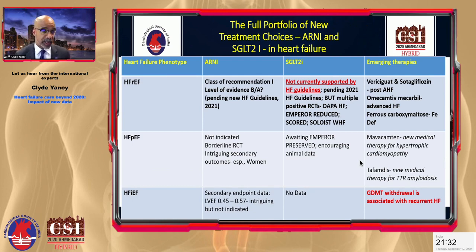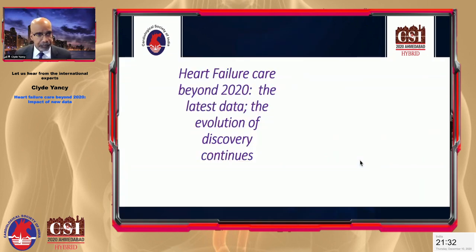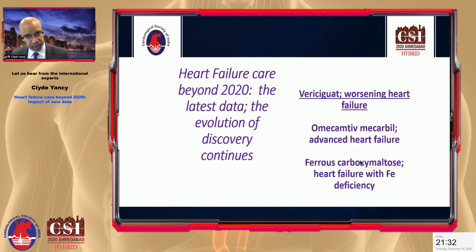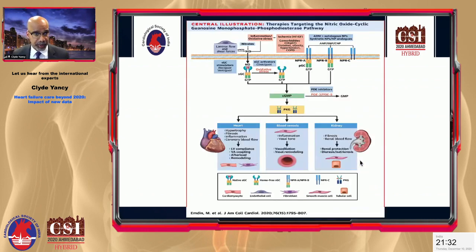We're waiting for the FDA to evaluate the impressive data I shared with you from the PARAGON-HF, admittedly secondary outcomes. And then for the mid-range ejection fraction, again, we're waiting for the FDA to look at those mid-range numbers between 45 and 57 and tell us if there's a benefit there. But what about even going further beyond? This evolution of discovery in heart failure has continued. There have been 3 important trials looking at vericiguat, omecamtiv mecarbil, and iron replacement.